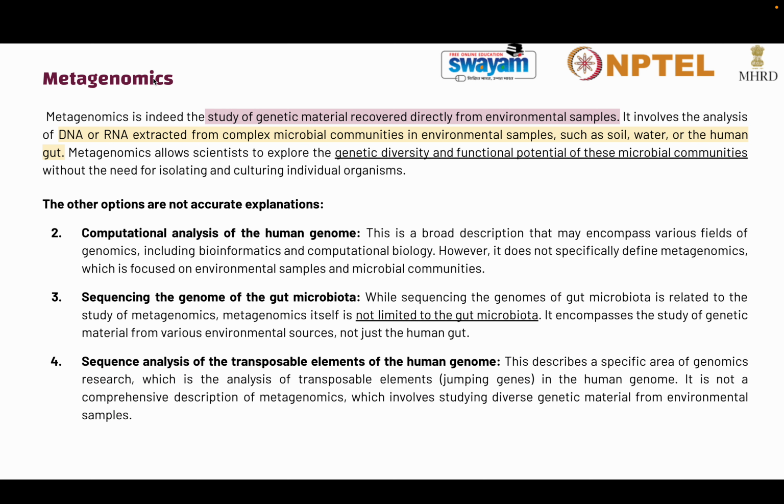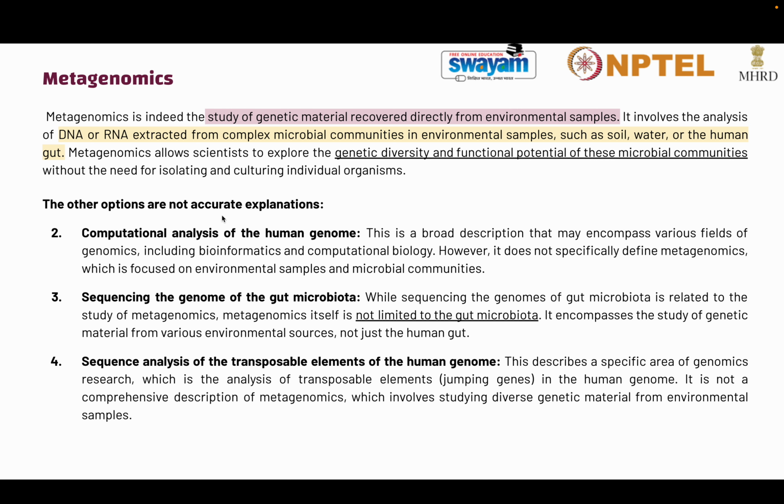Now let's see. Metagenomics refers to the study of genetic material recovered directly from the environmental samples. Environmental samples can be soil, water, or human gut, and it allows scientists to explore the genetic diversity and functional potential of these microbial communities without the need of isolating and culturing individual organisms. So instead of taking the information from individual organisms, we are taking the information from the environmental sample in which there will be multiple individuals present.